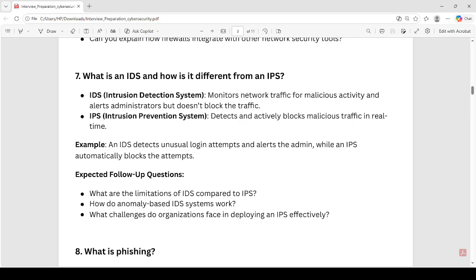Example: an IDS detects unusual login attempts and alerts the admin, while an IPS automatically blocks the attempt.